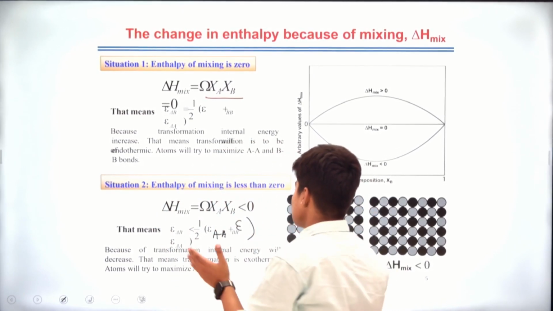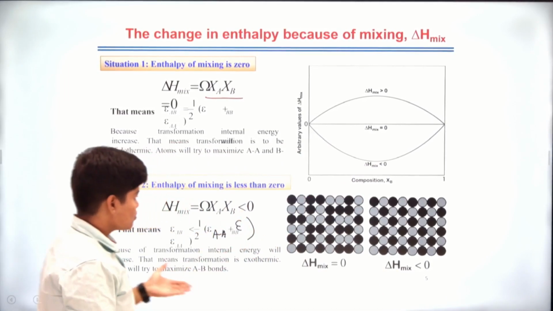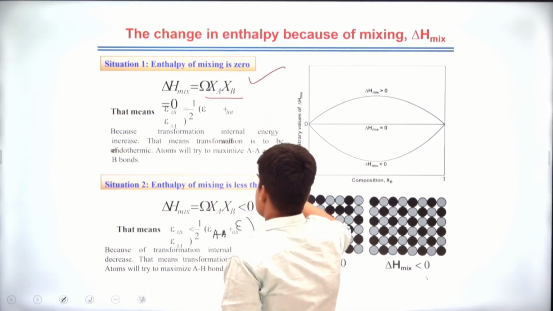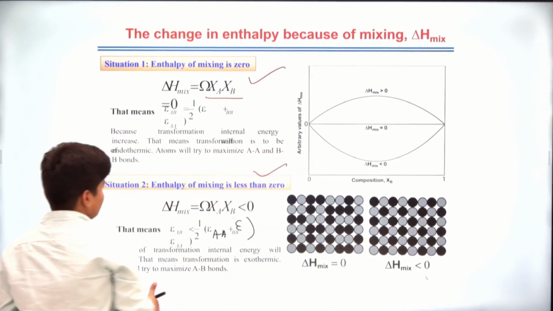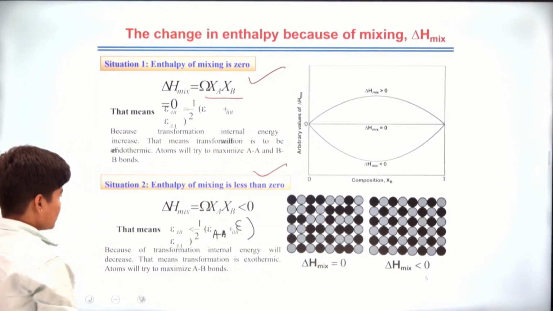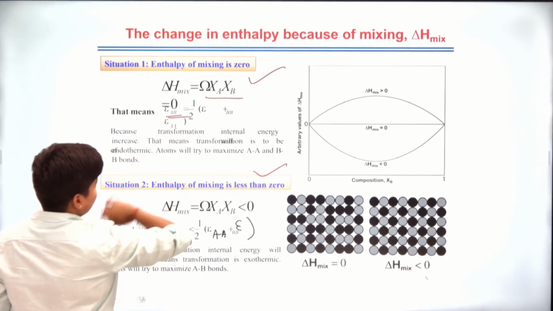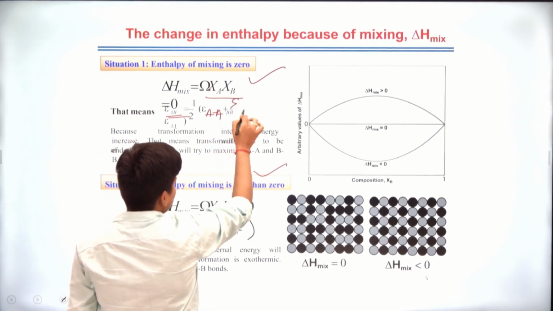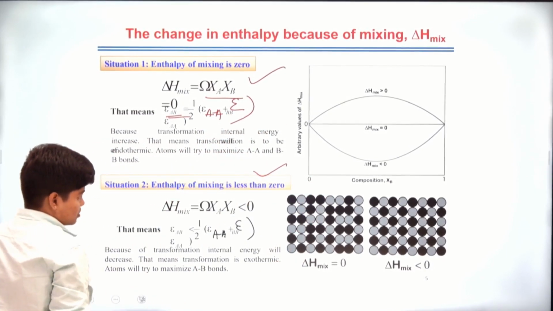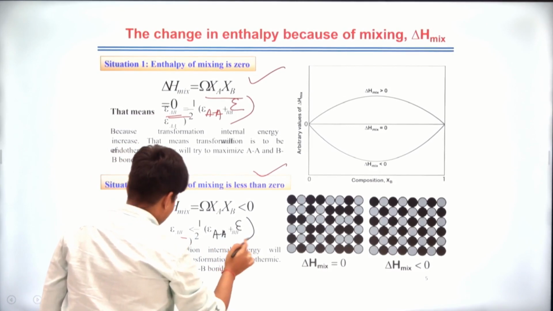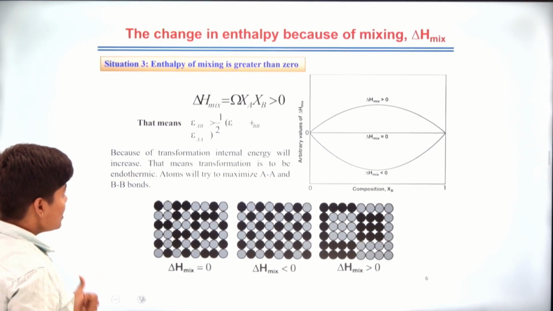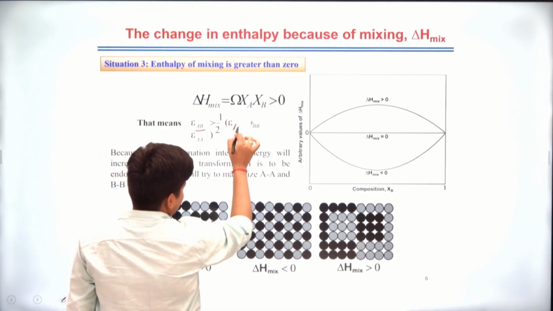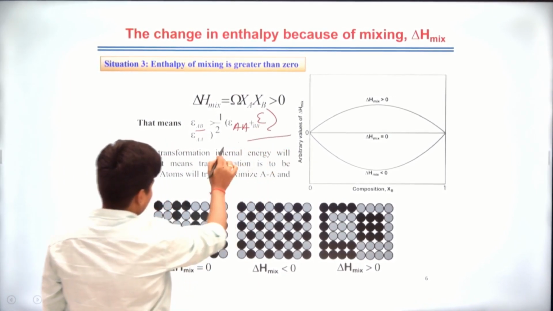These are the total three situations we are taking: the enthalpy of mixing is 0, the enthalpy of mixing is less than 0, and the enthalpy of mixing is greater than 0. That means for the first, the bond energy of AB will be equal to the bond energy of AA plus BB. Now the second situation, less than 0, means AB will be less than AA and BB. And in the third situation, the bond energy of AB will be greater than the bond energy of AA plus BB.